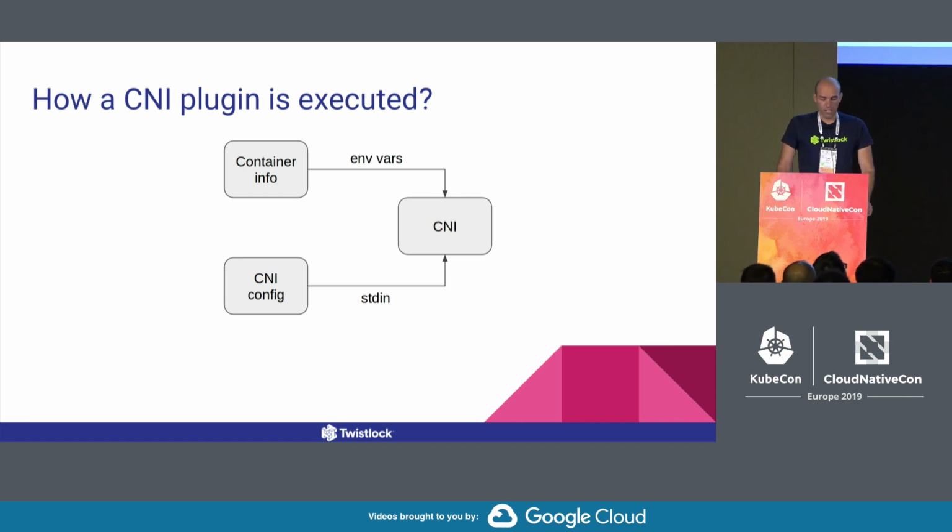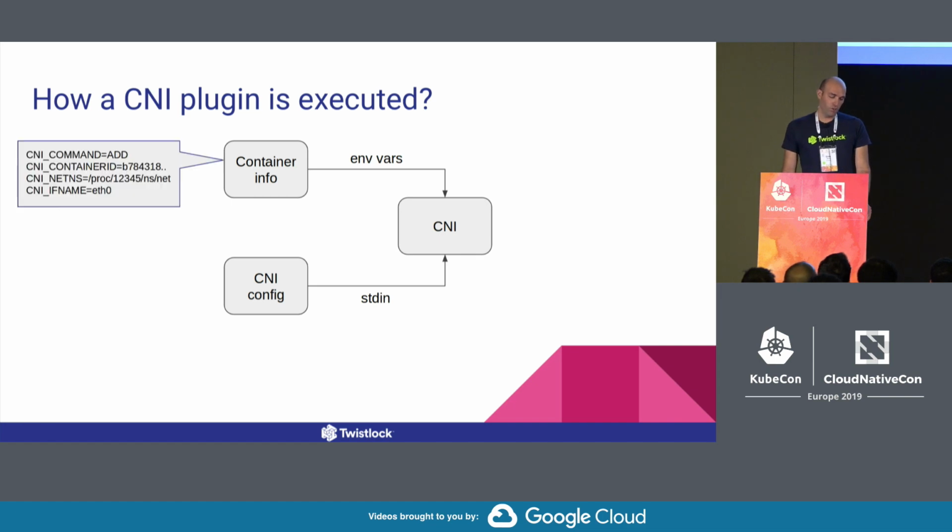So it's going to receive information in two different forms. The first piece of information that it receives is the container info. The container info is received by environment variables, and it contains information such as the command, in this case, add, for adding a new container, the container ID, which is the unique identifier of the container, the netNS, which is the path on the disk in the proc file system for the network namespace of the container, and the name of the interface that we want to assign to it.